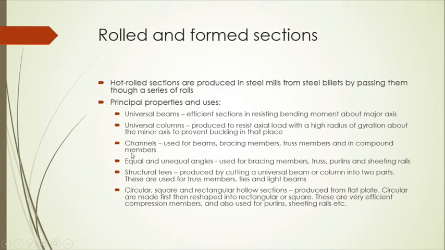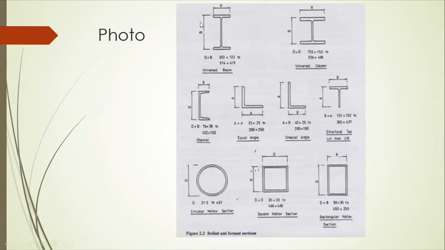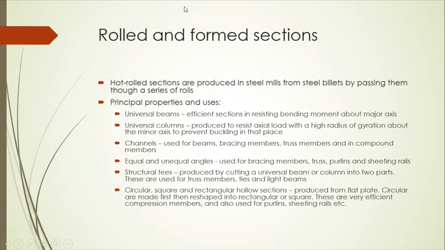So we have basically six forms of rolled and formed sections. We have universal beams, efficient in resisting bending moment about the major axis. So we have a universal beam, which is in the form of an I beam. Sometimes they call it I beam. We have universal columns, produced to resist axial load with a high radius of gyration.